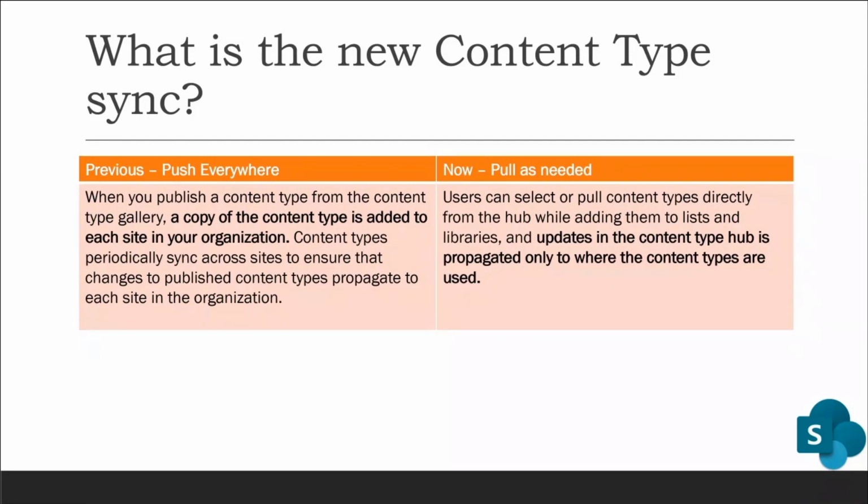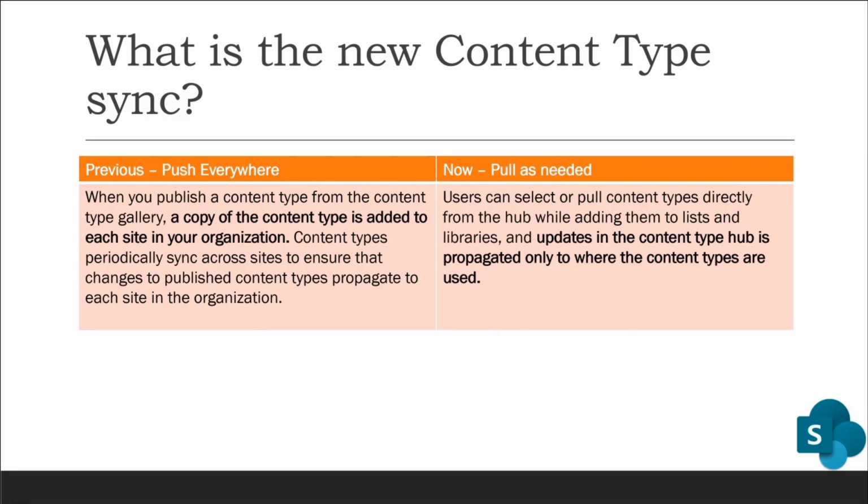Now, we are happy to announce that we have a different type of content type sync that we call pull as needed. Now, what does that mean? You call the content type that you need, and we will make it available right away. Whenever an admin creates a new content type in the content type hub, that content type after publishing will be immediately available for use in any sites in that organization.